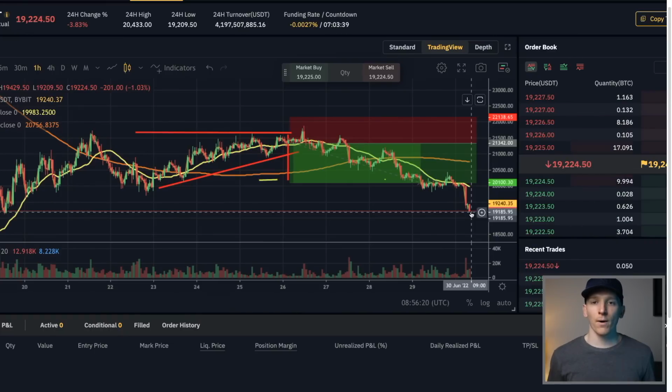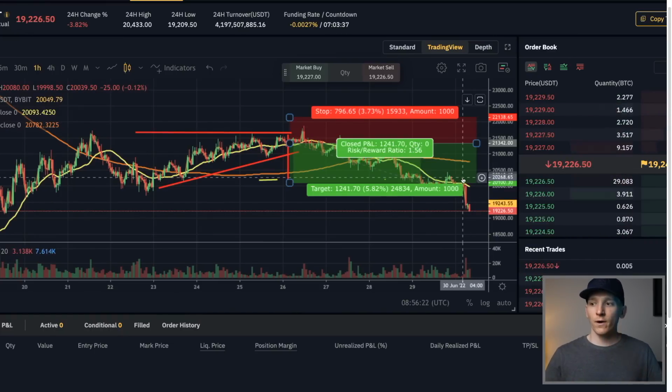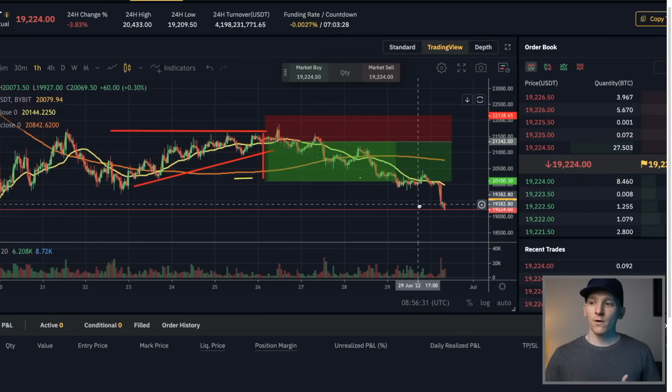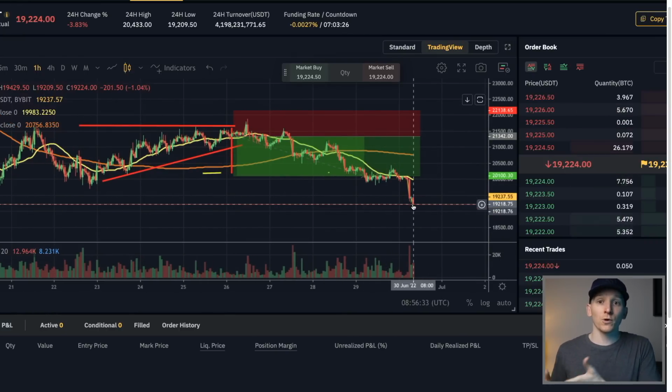And so even though we're biased to go short, after a price dump like this from 20,000 to 19,200, probably not the best time to go short, right? You want to be going short on a rally. So as of right now, you're probably not going to trade here.